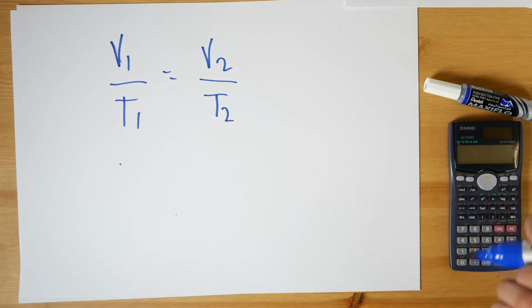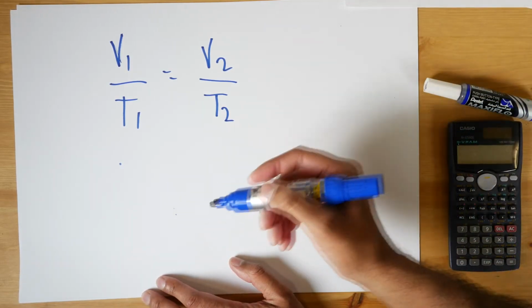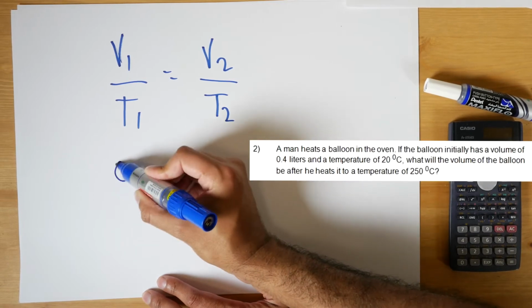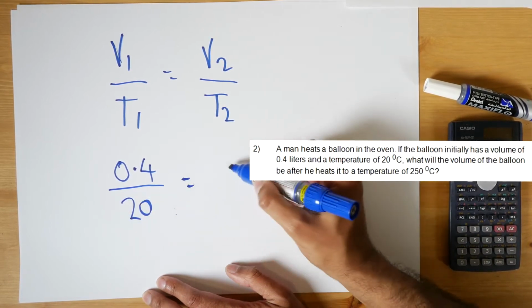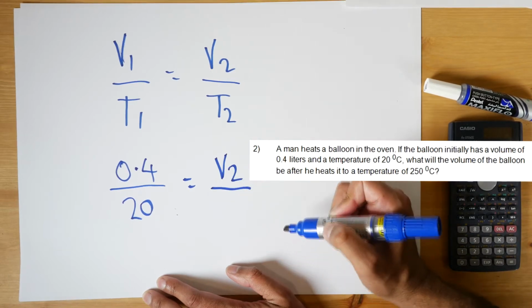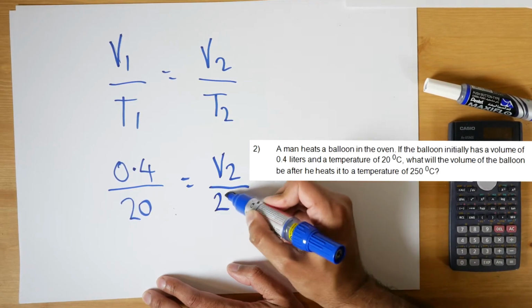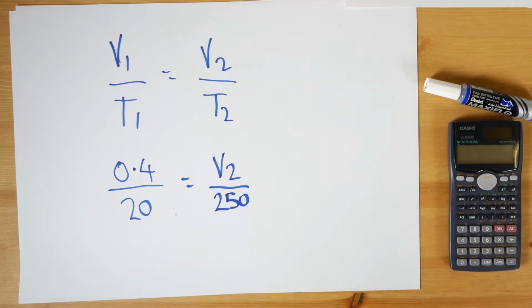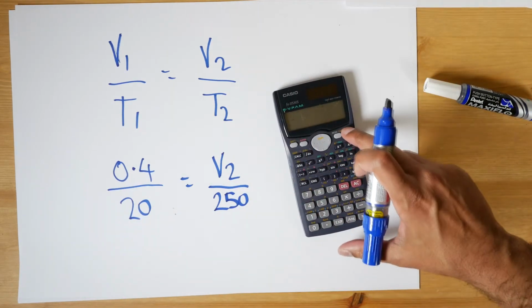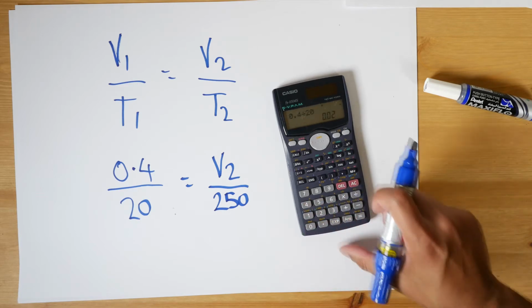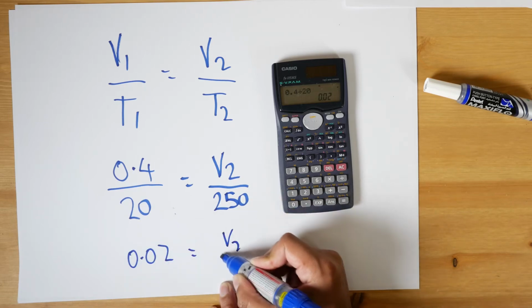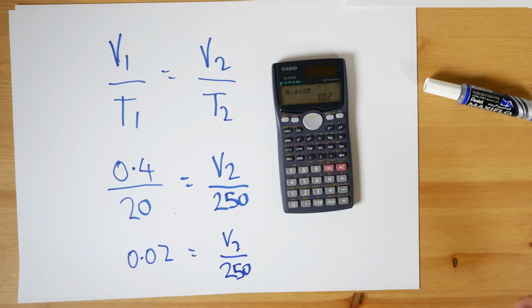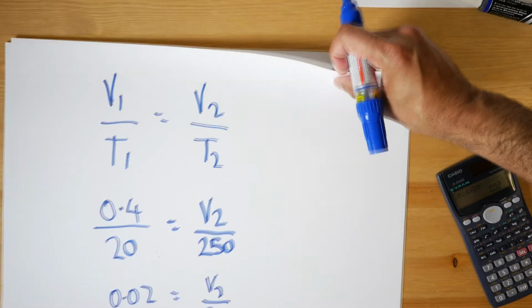So let's have a look at what V1 is. V1 is 0.4 divided by T1, which is 20 degrees centigrade, is equal to V2, which is what we're trying to work out, divided by 250 degrees centigrade. Now what I like to do is work out this part first and then deal with that. So 0.4 divided by 20 is equal to 0.02, equals V2 over 250.